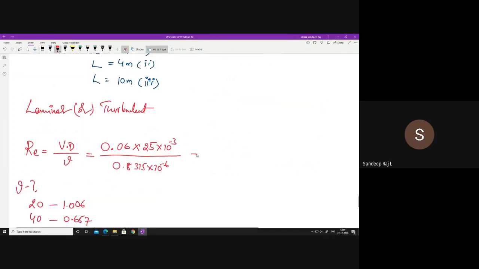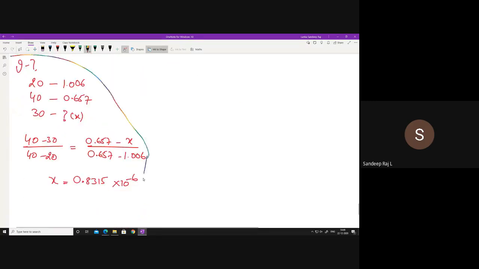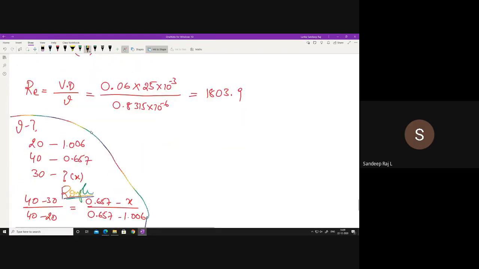Get the value of Re now, the Reynolds number value. 1803.9. See, this is all rough work again. I'm reminding you, don't write this in the exam on the main page.